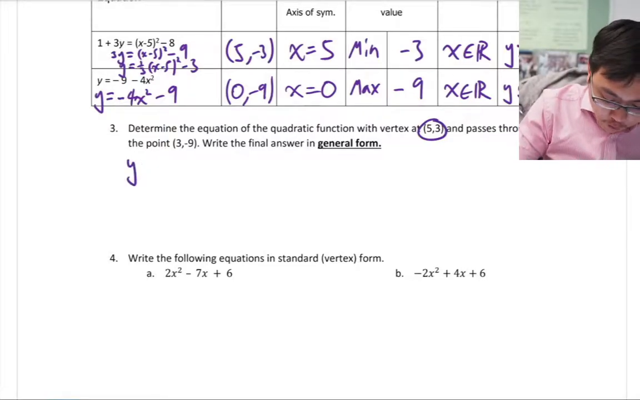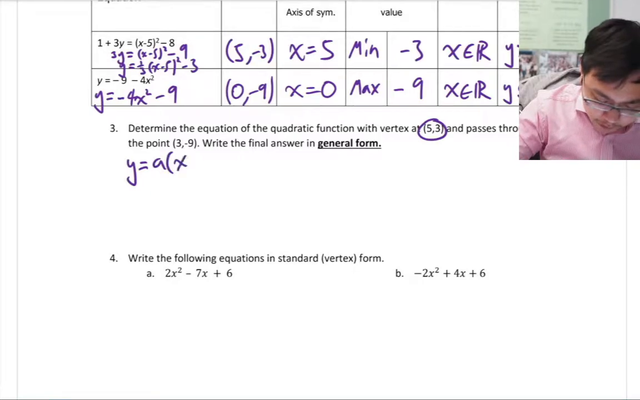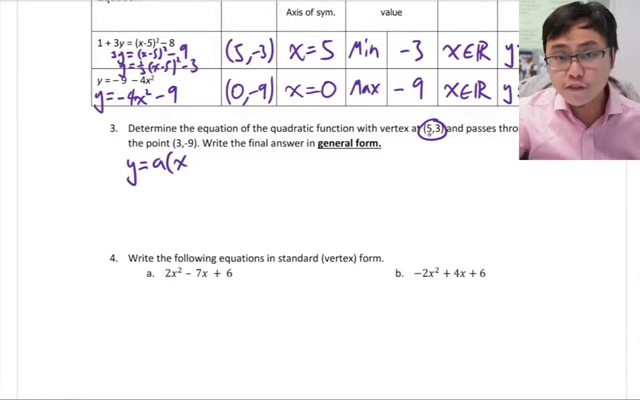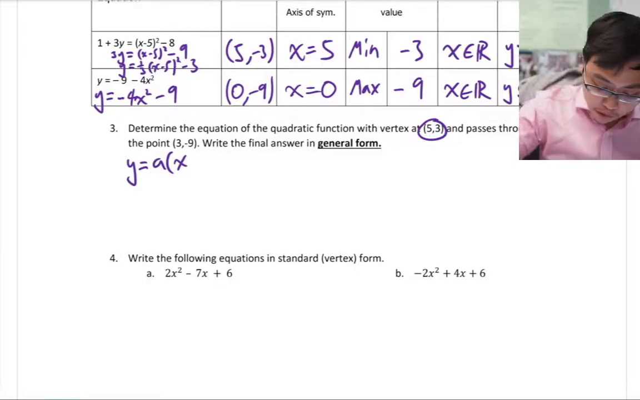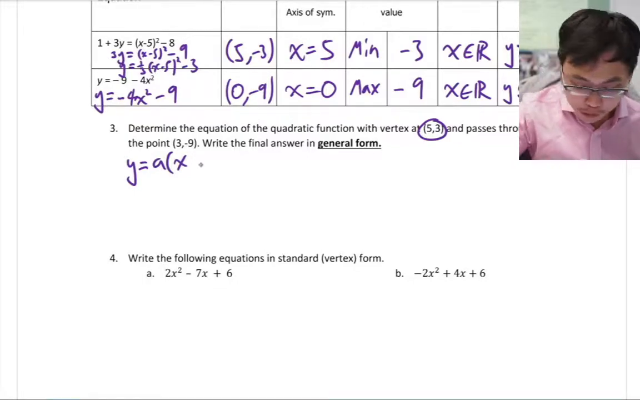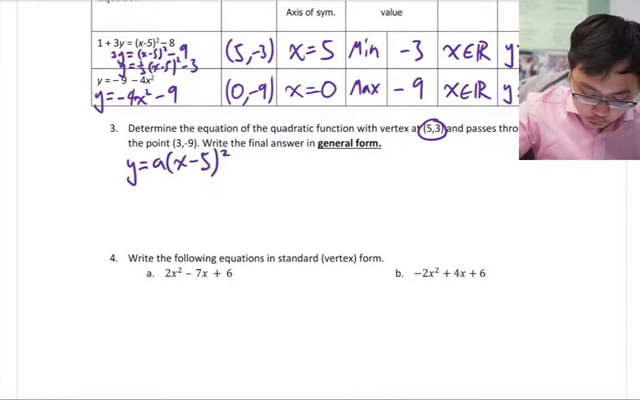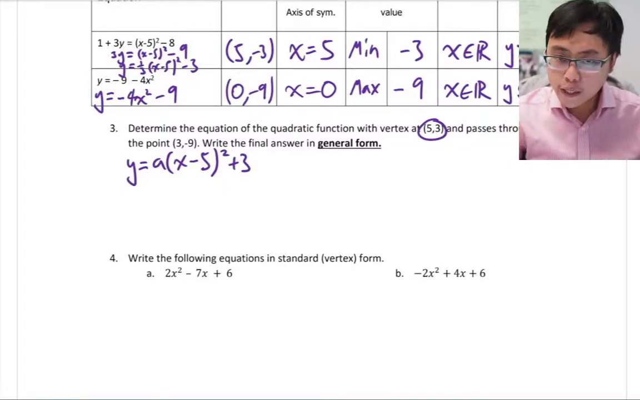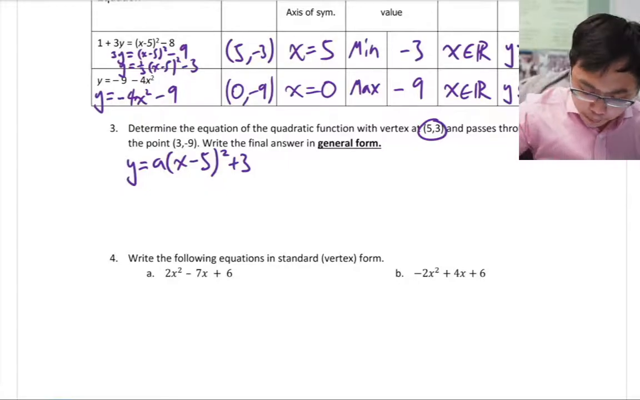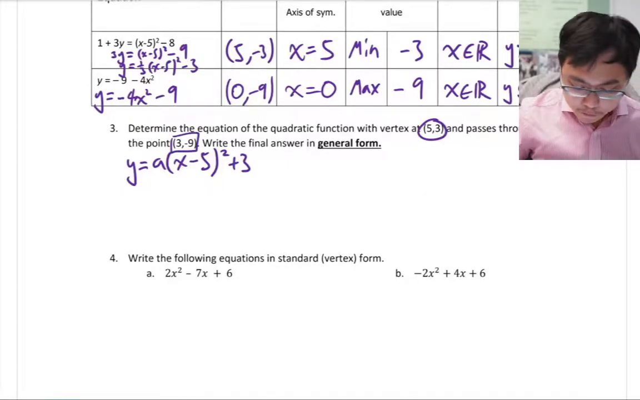So it's going to be in the form y equals a bracket x, 5 places to the right, which is going to be minus 5 whole squared. And then 3 means it is going to be plus 3. So we don't know what a is, so we need to find that out by plugging the second point into our x and y values.